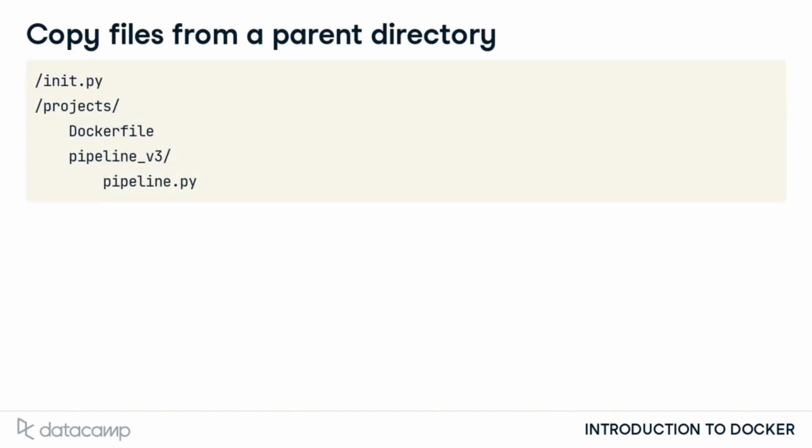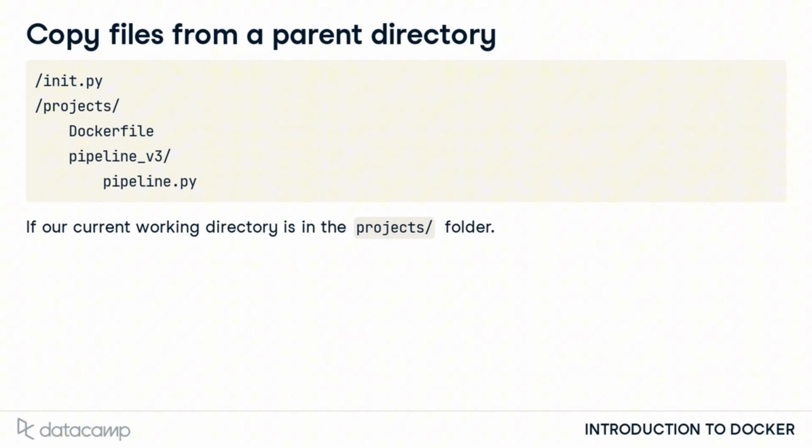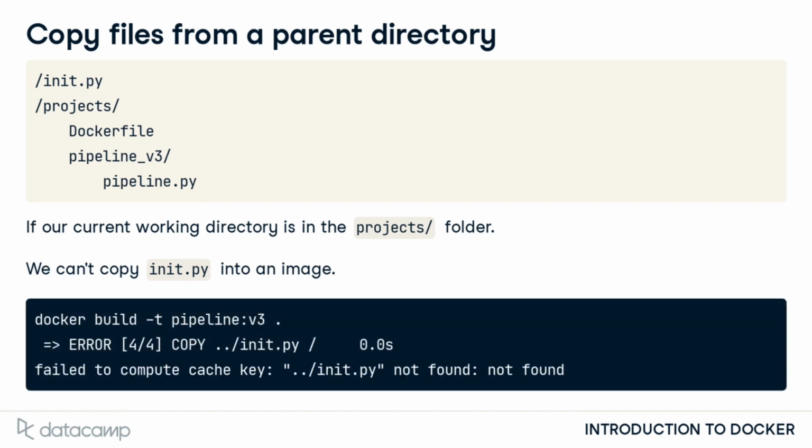It is not possible to copy files from a parent directory when building a Dockerfile. For example, let's say we're in the projects folder when we run docker build. A COPY instruction in a Dockerfile that tries to copy the init.py file from the parent directory of the current directory into the image will fail with a not found message we can see on the slide.